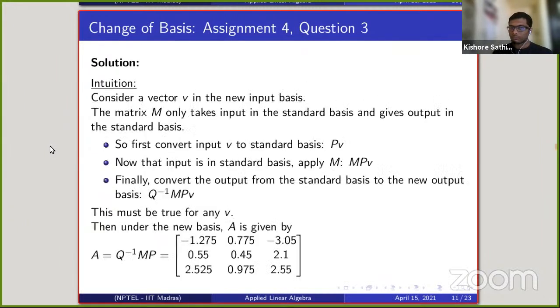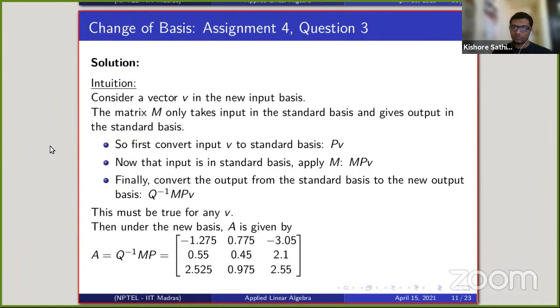Next. All right, so now let's actually solve this question. Now we have whatever we need, all the tools we have already established to solve this question. We have P and Q. So now let's consider a vector V in the new input basis. Remember that we want this matrix which will convert from the new input basis to the new output basis. So the input vector is going to be obviously in the new input basis, and the vector is V. However, this original matrix M only takes the input in the standard basis.